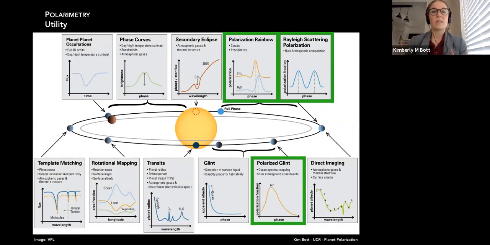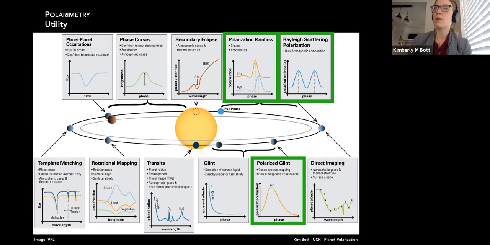So I like to think of this in terms of how polarimetry complements and adds to other methods that we use to characterize planets. I've already touched on the things highlighted in green, and you can see there that you get a slightly different signature for things like ocean glint if you're looking in polarized light versus if you're looking in unpolarized light.